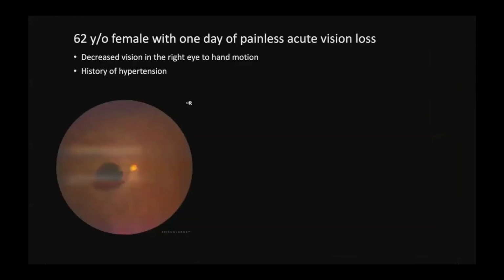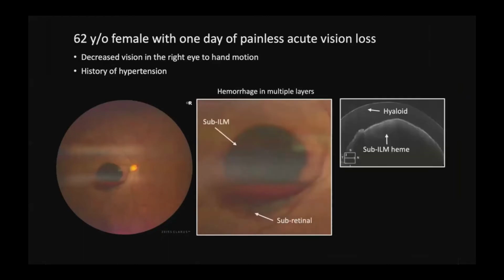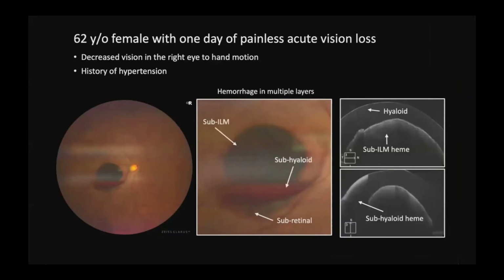The next case is a 62-year-old female with a one-day history of painless acute vision loss. Her vision in the right eye had decreased to hand motion. She had a history of hypertension. So here we can see hemorrhage in multiple layers, subretinal, sub-ILM, and subhyaloid. You can see it here as well on the OCT.